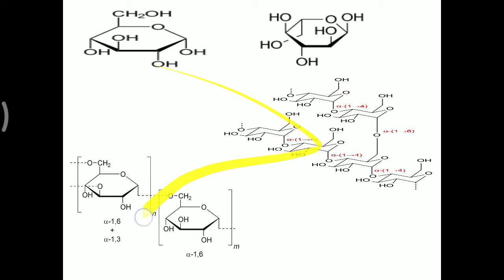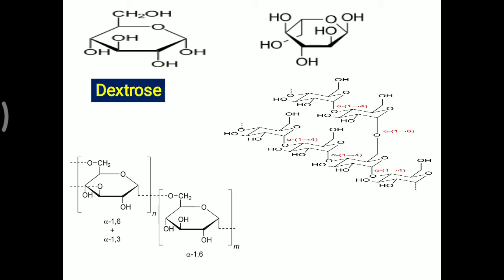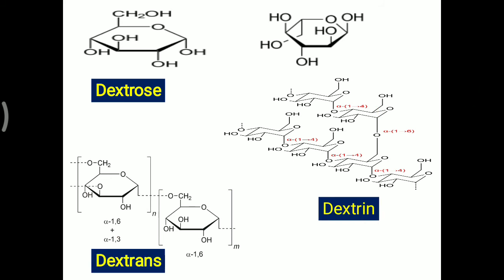So you have to remember which molecule is this. This one is simply D-glucose, called dextrose. This one has 1,4 linkage straight chain and branching at the 1,6 linkage, so it is a molecule of dextrin. Further, there is a chain with 1,6 linkage and branching at the 1,3 linkage, so it is called dextran. Now which one is this molecule?